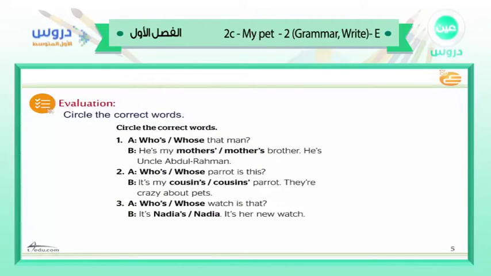Okay, now we have an evaluation. Circle the correct words, okay? We have to circle the correct words. Number one, A, whose, apostrophe S, whose, no apostrophe, that man. So I'm asking about that man. Okay, I want to know who is that man.